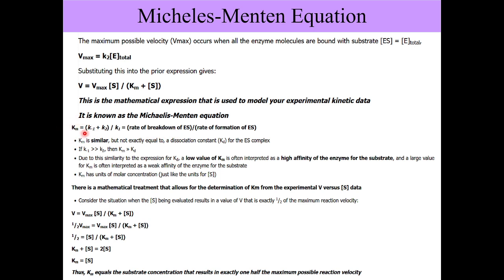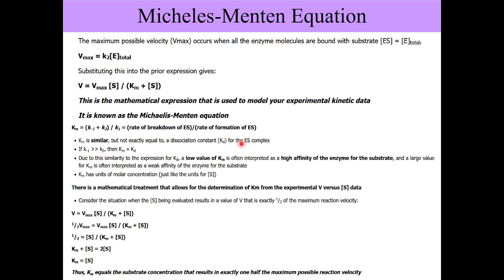Now, Km is given as K minus 1 plus K2 divided by K1. So that is the rate of breakdown of ES divided by the rate of formation of ES. Okay. So Km is similar but not exactly equal to a dissociation constant or Kd of the ES complex. All of these points we are discussing right now are very important for the MCQs. Okay. So Km is basically similar to, but not exactly the dissociation constant for the ES complex.